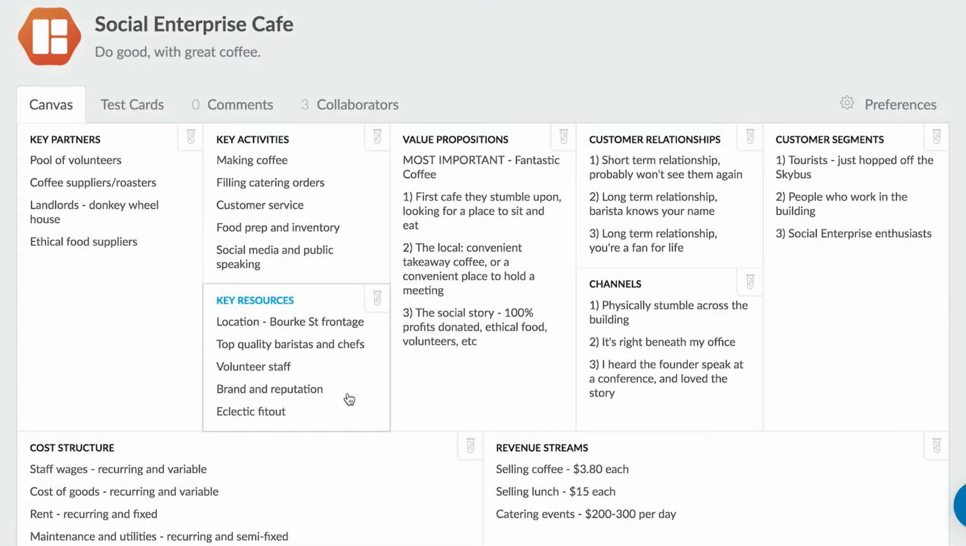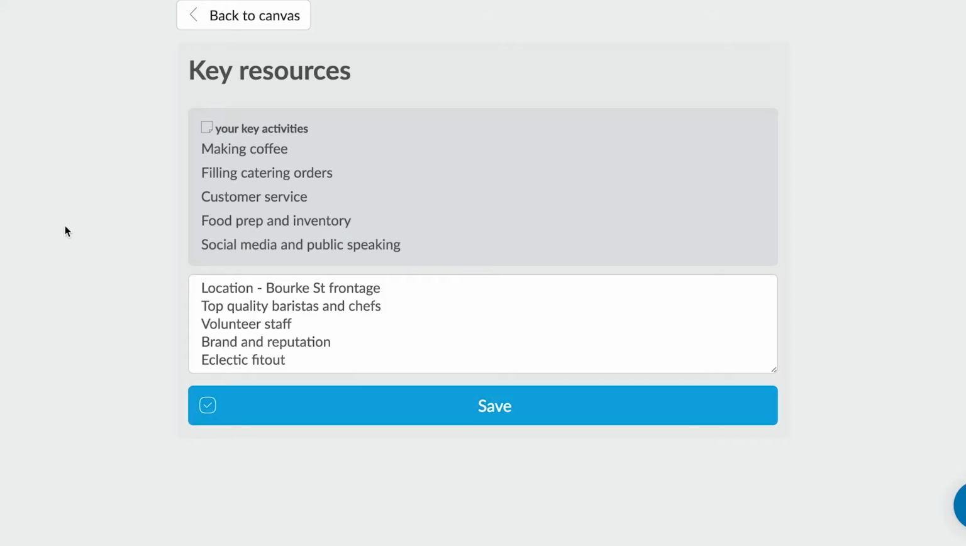We need to have a really good barista and a really good chef if that's what's bringing people in the door. The next one we have in our resources here is our volunteer staff. Volunteers seem cheap, but they're actually quite expensive to run. They take up a lot of your time and a lot of your energy. It's a bit of a false economy. But in this case, the volunteers are part of what make the social story really, really impressive. So we want to list them here as being a core part of the model.